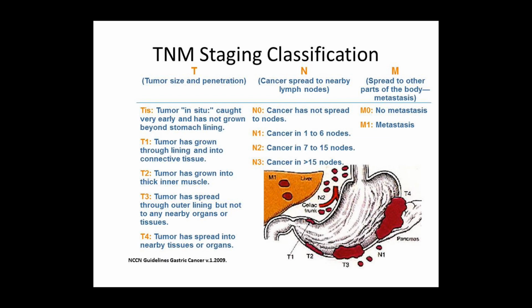For the lymph node classification, N0 connotes no spread to the adjacent lymph nodes, N1 represents cancer in 1 to 6 nodes, N2 in 7 to 15 nodes, while in N3, cancer is present in greater than 15 lymph nodes. For the metastatic reading, M0 represents no metastasis, while M1 represents presence of metastasis.